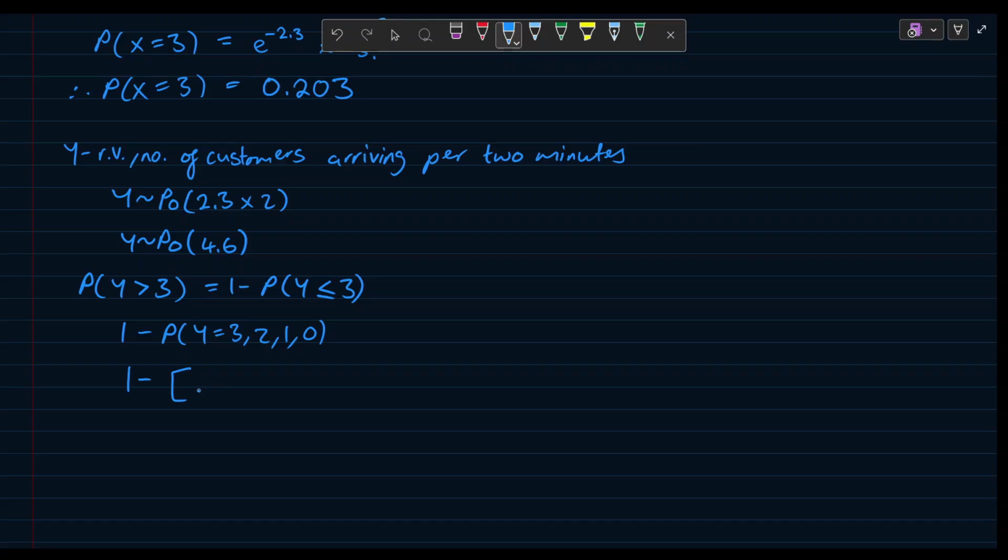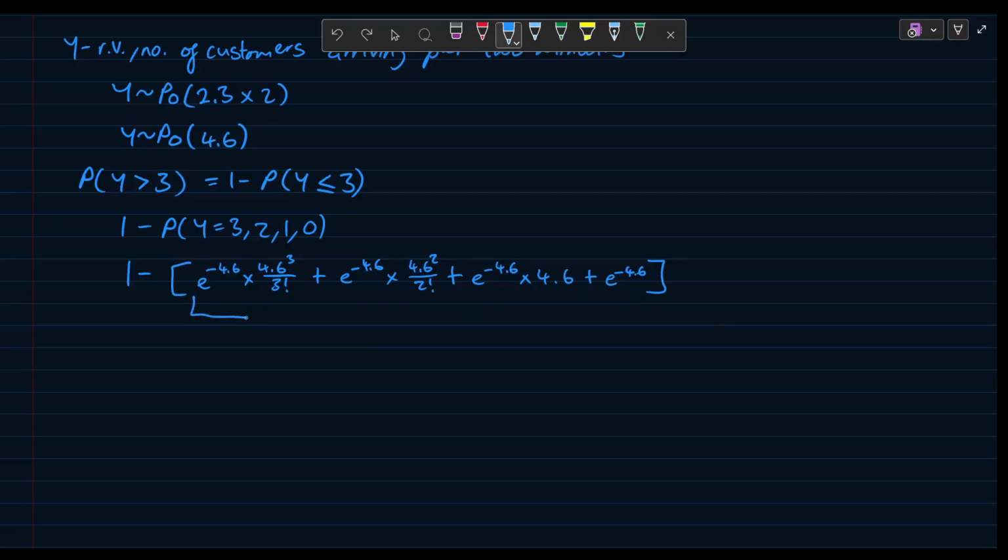So y equals 3 is going to be e to the negative 4.6 multiplied by 4.6 to the power 3 over 3 factorial, plus e to the negative 4.6 times 4.6 squared over 2 factorial, plus e to the negative 4.6 multiplied by 4.6, plus e to the negative 4.6.